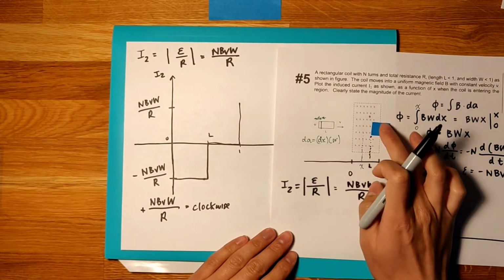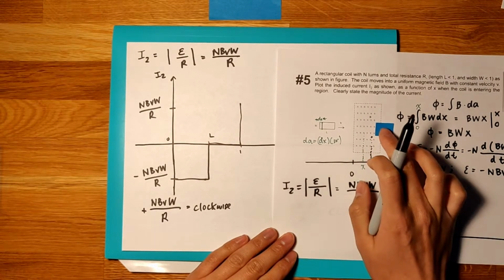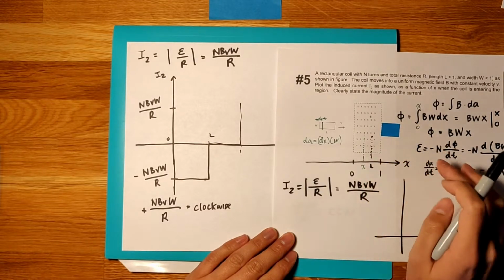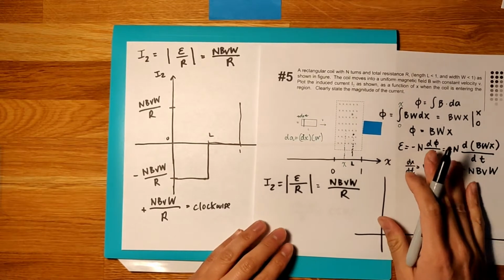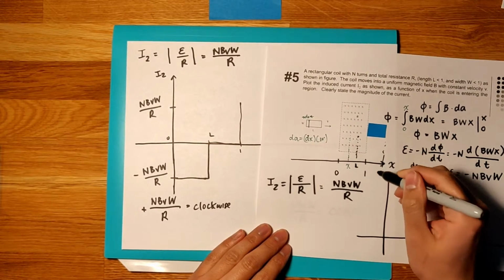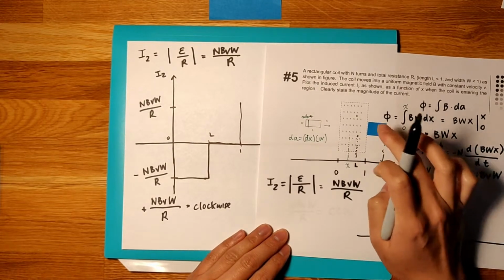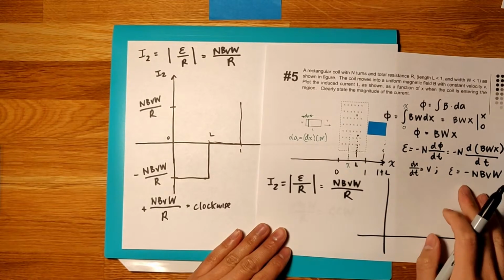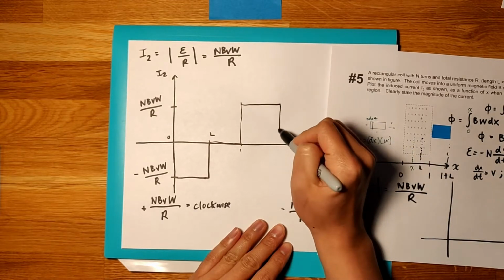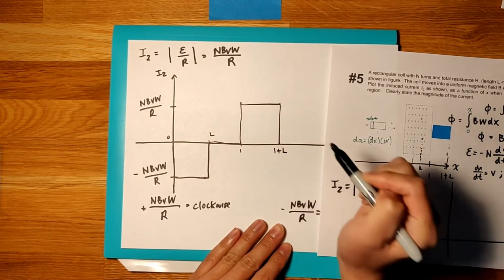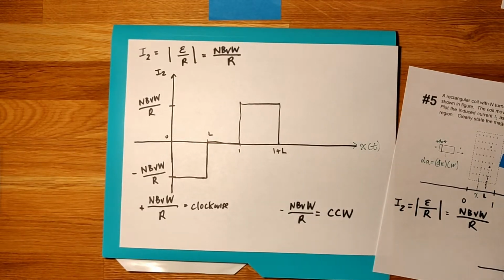And it will keep on going and going until this rectangular coil is fully out of the B field. And at that moment, the induced current will go back to 0. And in this case, the length will be at 1 plus L, because we know this length is L. So the moment that it's out of the B field, the induced current will be 0. So this will be the graph of the induced current.